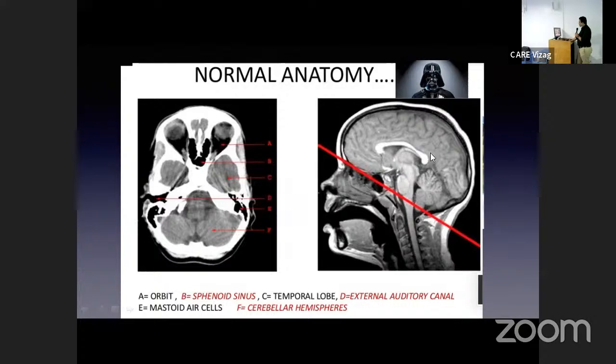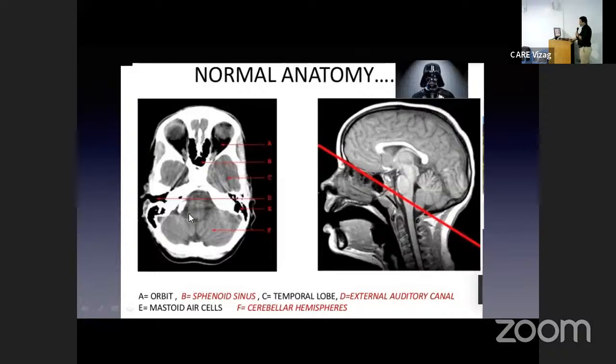The corpus callosum forms the anterior posterior dimension of the brain. Here it is a bit more tilted downwards. Your scanning plane should be parallel to that of the orbits when you do a CT, or to that of the corpus callosum when you do an MR.